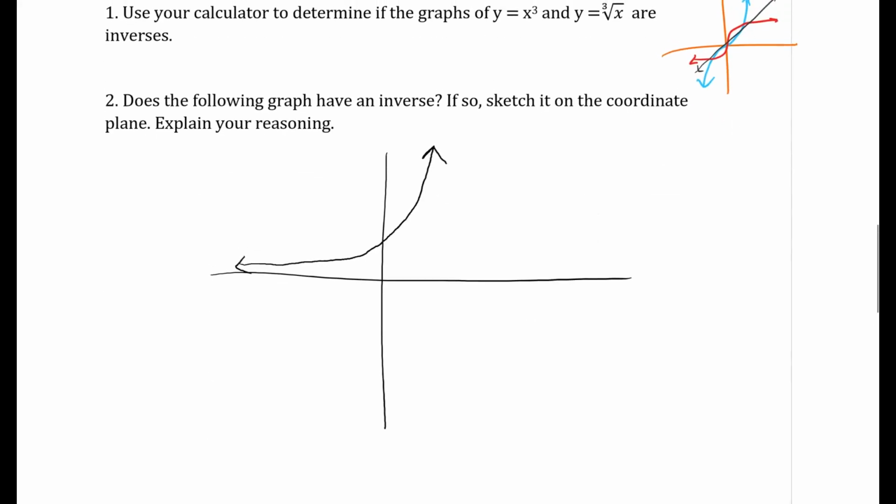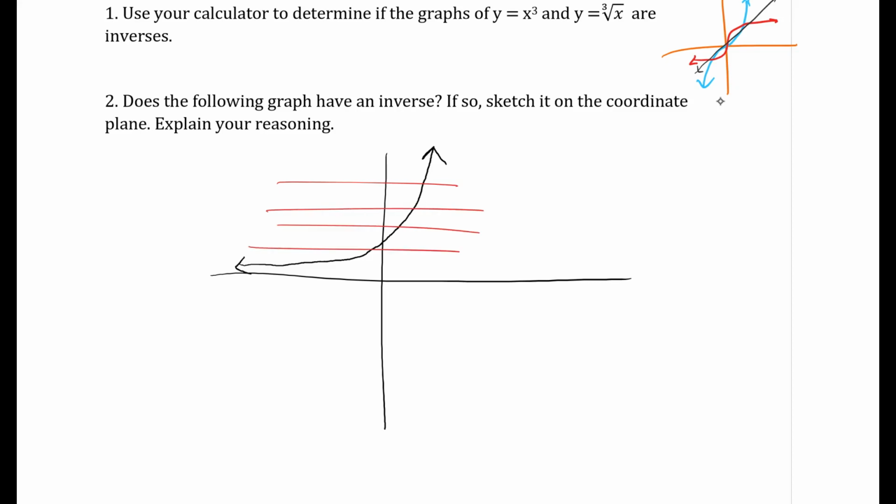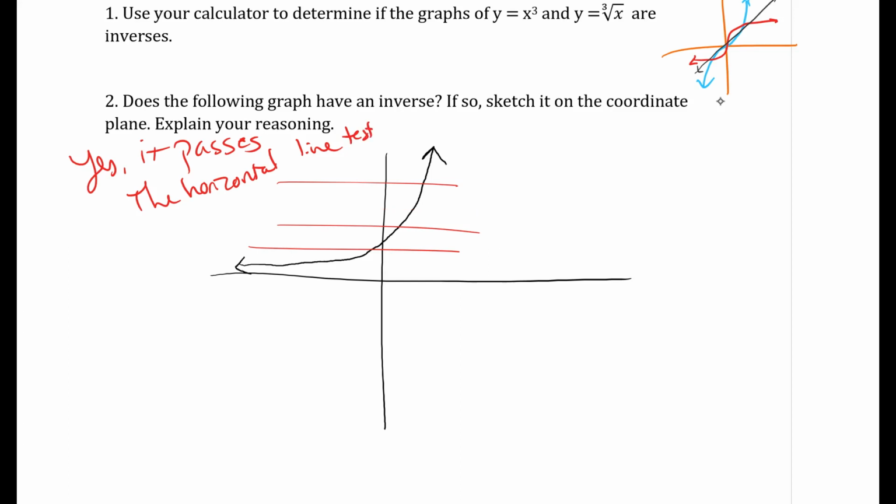Now, here's the next question. It says, does the following graph have an inverse? If so, sketch it on the coordinate plane. Explain your reasoning. Well, how do I check first? That's right, the horizontal line test. So, does it have an inverse? Yes. It passes the horizontal line test. Awesomeness. Great. So what would its inverse look like?